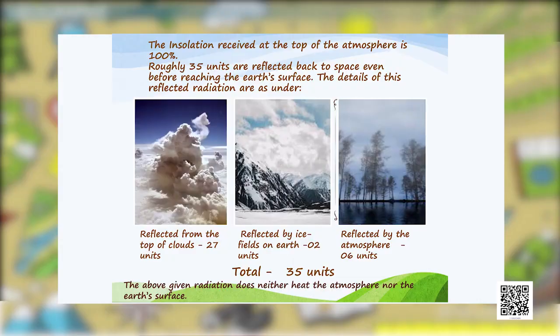Now let's see what exactly is the heat balance. The amount of insolation which strikes the top of the atmosphere is 100 units, let's say 100%. Of this, 27 units are reflected by clouds, 6 units are scattered and diffused by dust particles in the atmosphere, and 2 units are reflected back by the Earth's surface as short wave radiation to space. Thus, 35 units of short wave radiation do not reach the Earth's surface and is described as the albedo of the Earth. You can also see the presentation of albedo diagrammatically.